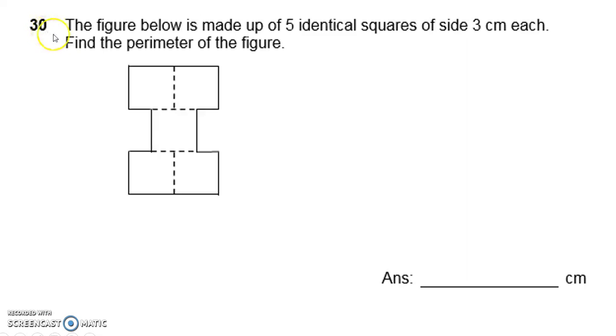Look at question 30. The figure below is made up of 5 identical squares of side 3 centimeters each. Find the perimeter of the figure. So we know that there are 5 identical squares and they have sides 3 centimeters each. I want to find the perimeter of the figure.